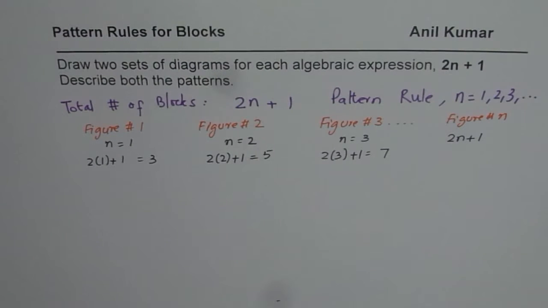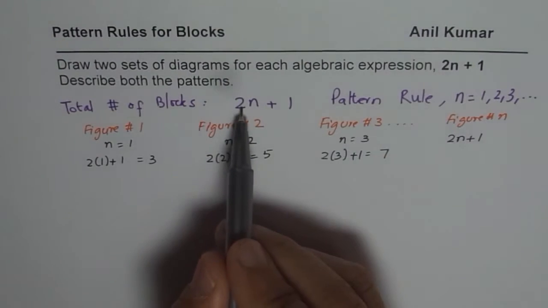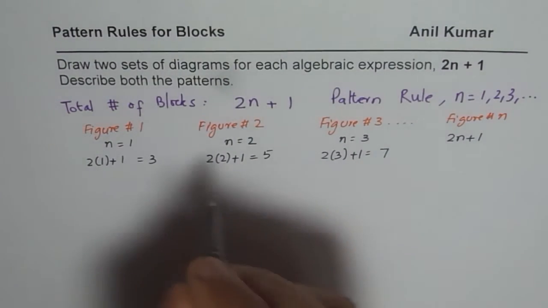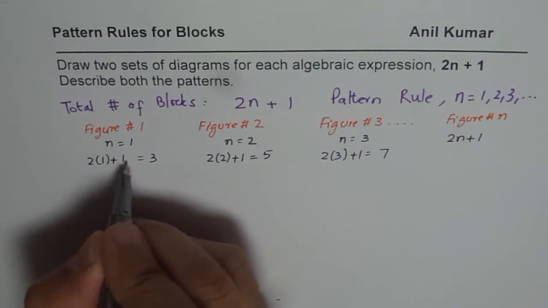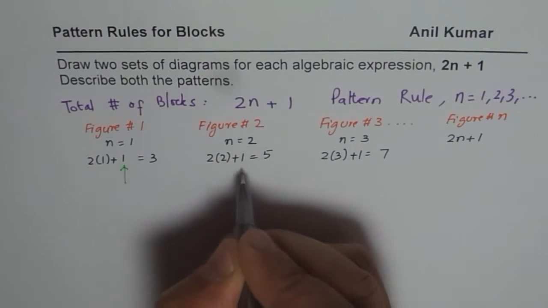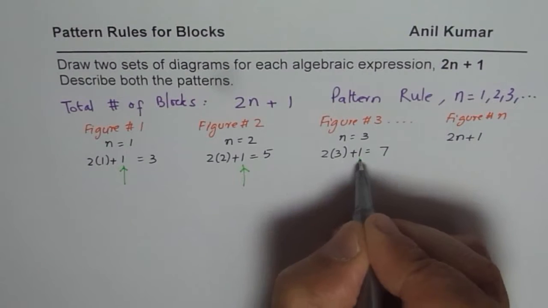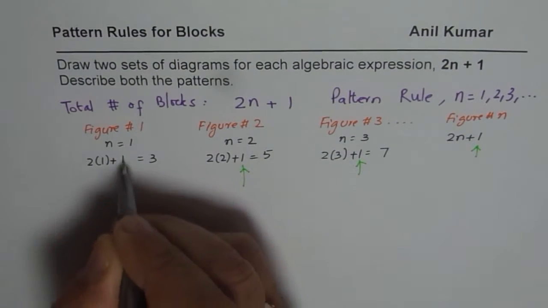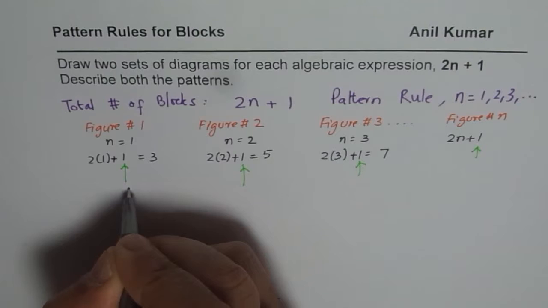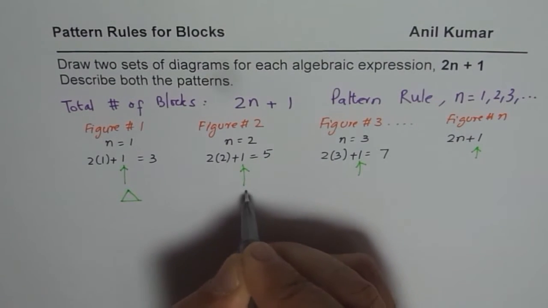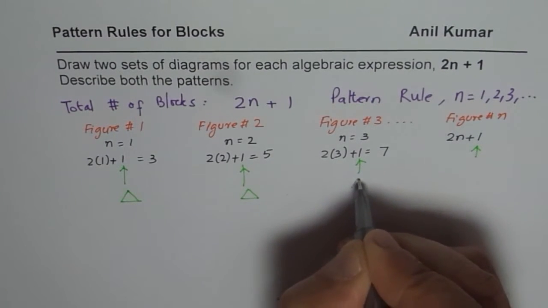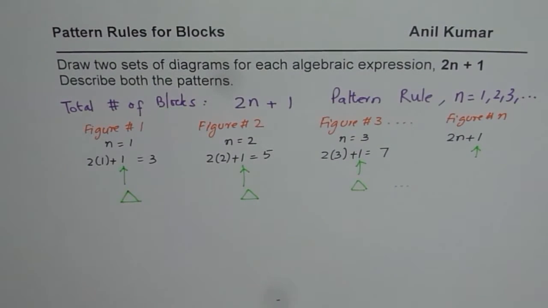So one thing we know is the total number of blocks from the given rule. Now the second step is to make some patterns fit with this rule, right? So when I say 2n plus 1, I'm saying the 1 is fixed. So what I can do is 2 plus 1. This one is fixed for us. Think like this, it will help you. So I'm making one triangle fixed. In each figure, I'll make that triangle, right? So this is how it could continue.